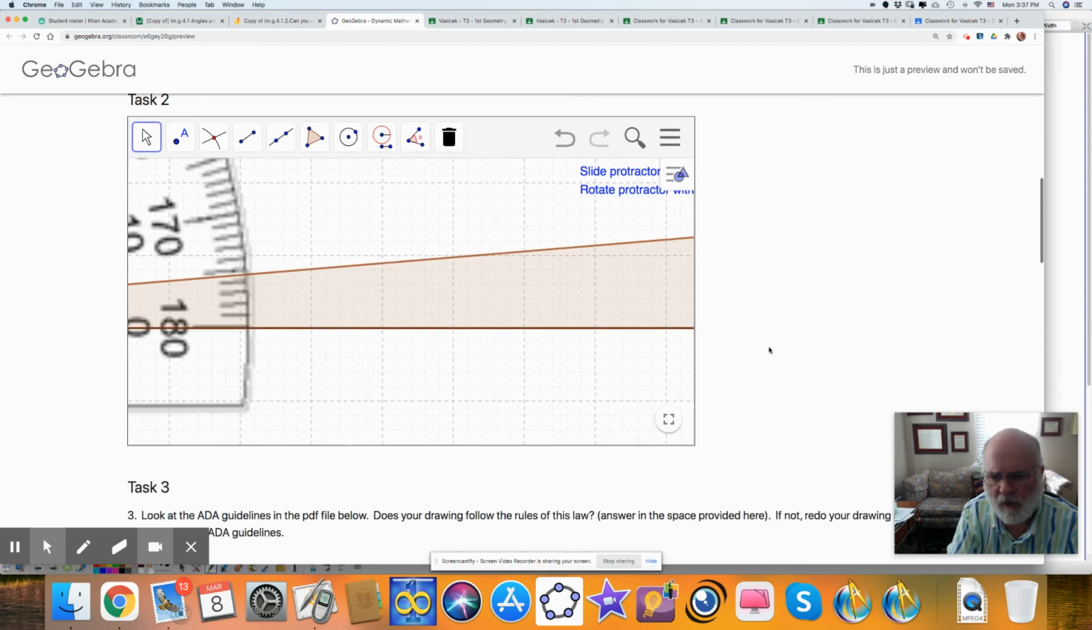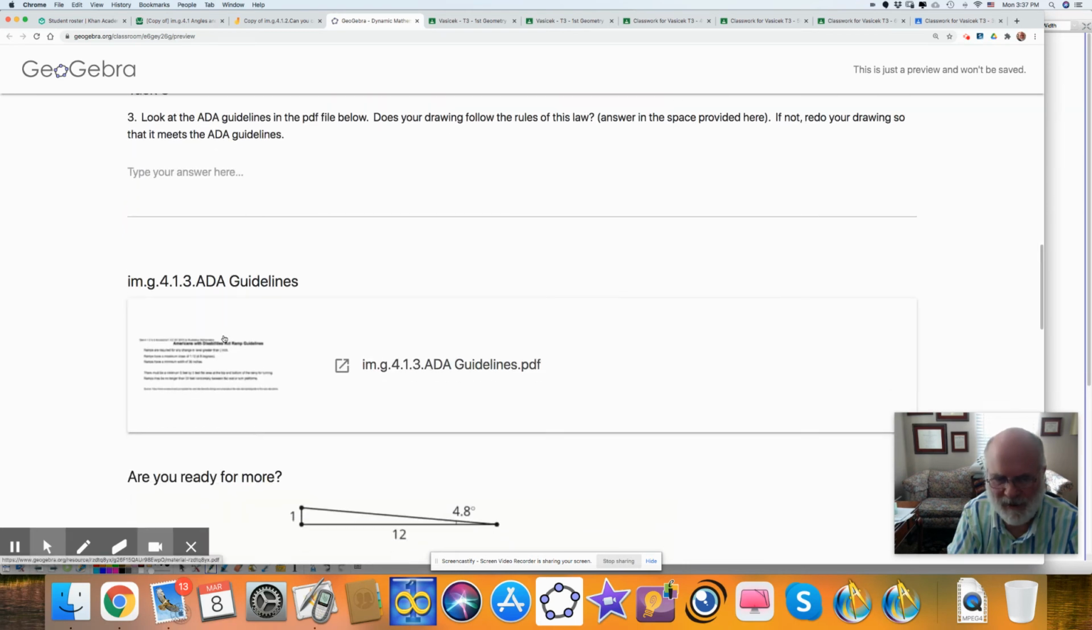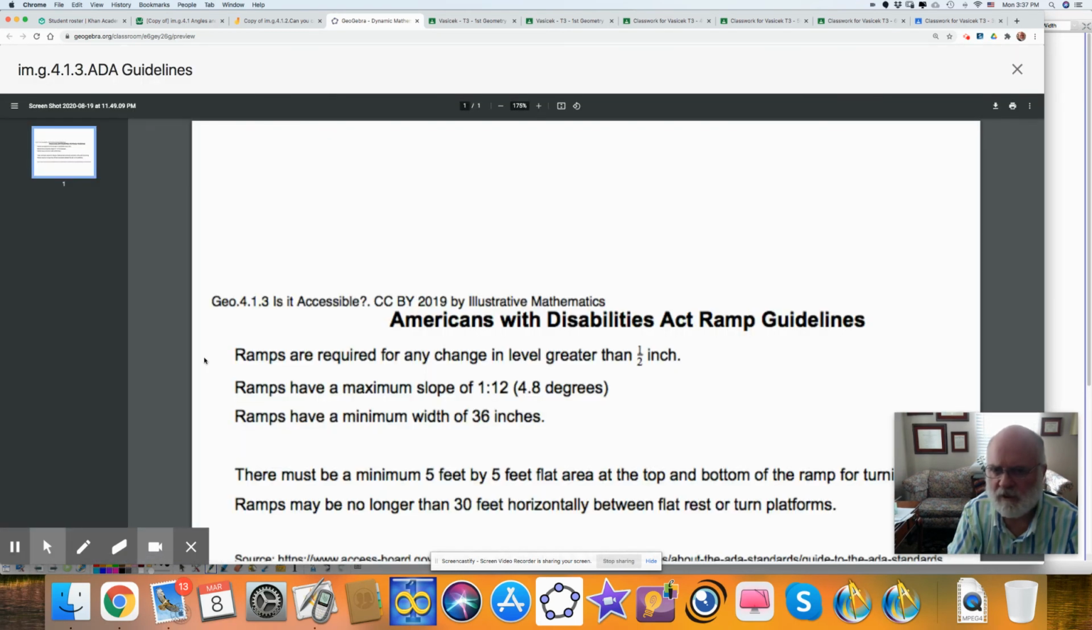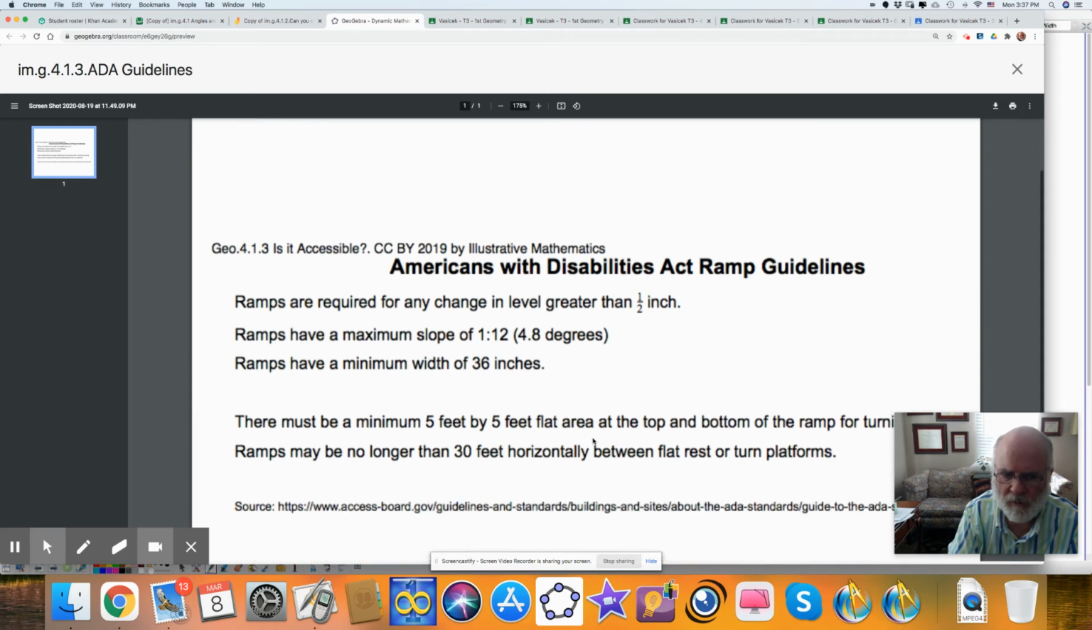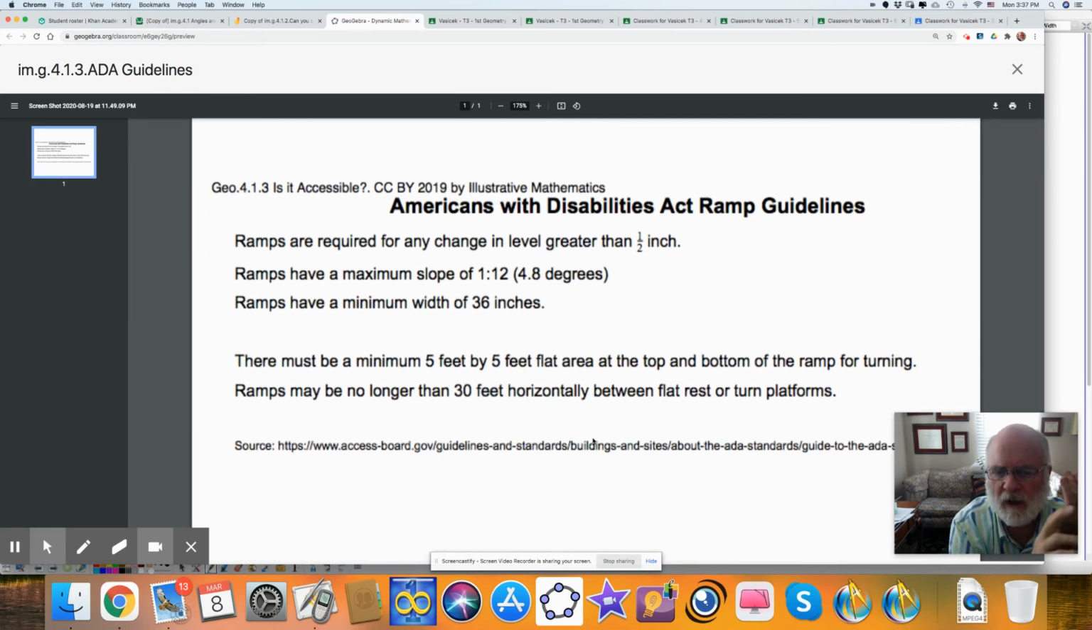And then we look down below at the ADA guidelines. ADA is the Americans with Disabilities Act. Ramp guidelines. Ramps are required for any change more than a half an inch. Wow, that's tiny. Ramps have to have a maximum slope of 1 to 12, which is 4.8 degrees. How did they know that? Ramps have a minimum width of 36 inches.